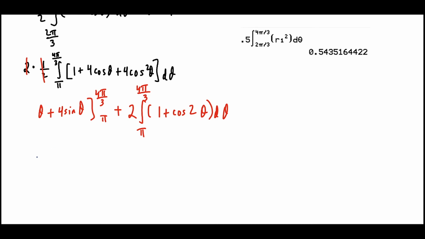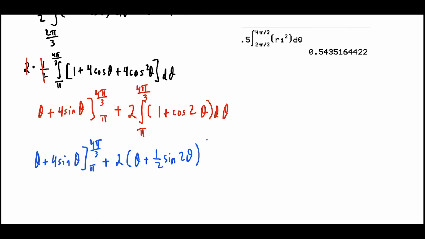What we're going to have is theta plus 4 sine theta going from pi to 4 pi over 3. And now the antiderivative step here, we have 2 times the antiderivative of 1 is theta, plus the antiderivative of cosine 2 theta is 1/2 sine 2 theta. So if we go forward with this here, let's just clean that up a bit. Remember, this is going from pi to 4 pi over 3. Now we just have to plug in.